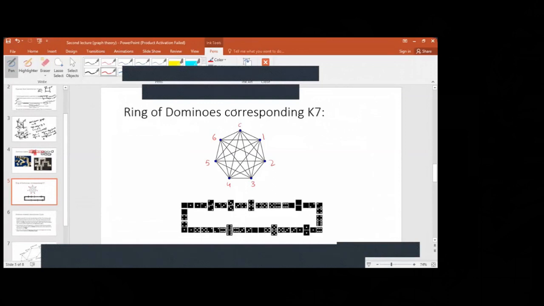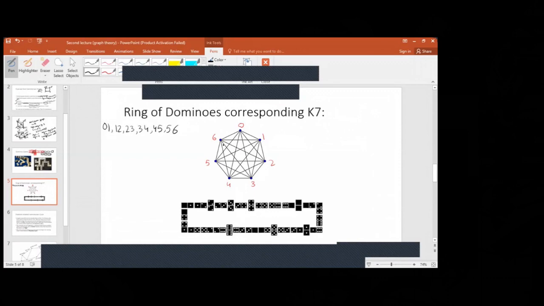So I named each vertex 0, 1, 2, 3, 4, 5, 6. First of all, I will take edges 0-1, 1-2, 2-3, 3-4, 4-5, 5-6. Let me write here 0-1, 1-2, 2-3, 3-4, 4-5, 5-6. Okay.